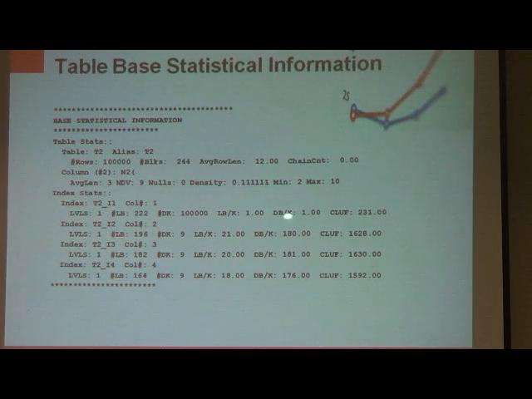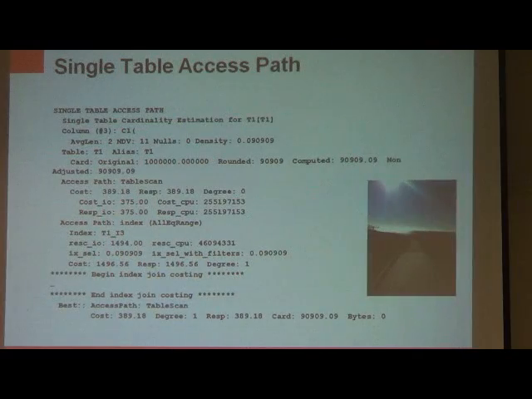And then what is everything that we have here? It says the levels on my index is 1. The height of my index is 1 plus whatever value we see here. So height and levels, they are correlated. We have the number of leaf blocks, the number of distinct keys, the leaf blocks per key, the data blocks per key, and the clustering factor. This is what we have here. Basic statistics. Then we have this section that says single table access path.